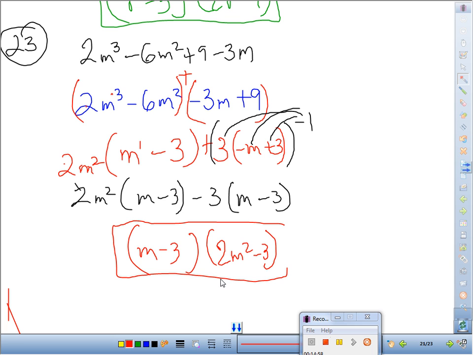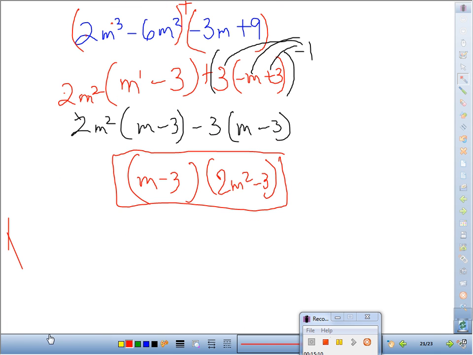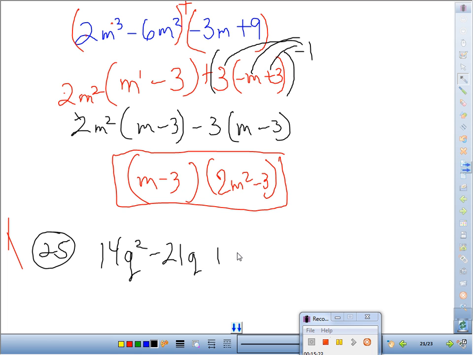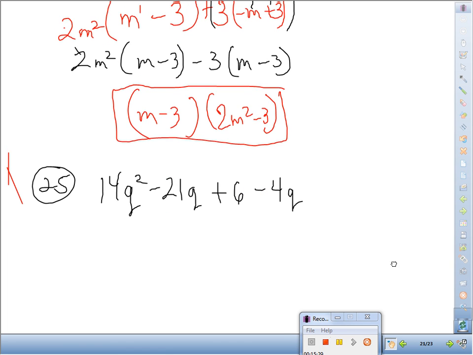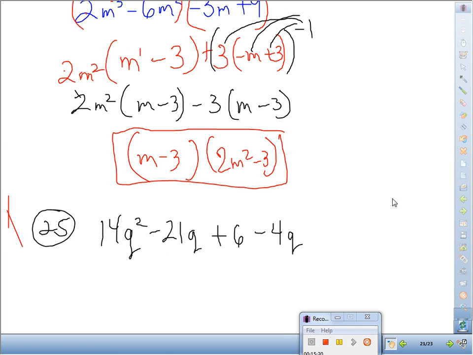Okay. So now you should be able to do these by yourself, right? Do number 25. Copy this one down. I'm going to give you the 25. Here we go. Number 25 is 14q squared minus 21q plus 6 minus 4q. All right, see if you can do that one by yourself. I'm going to leave the steps for the one up here. Go.